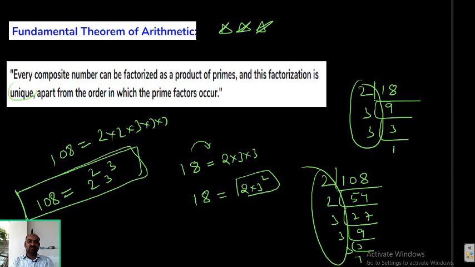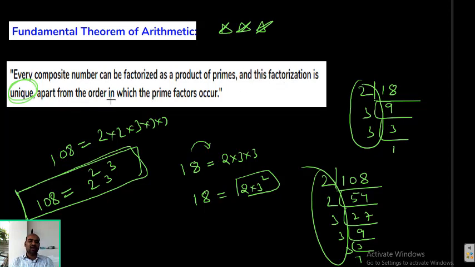So what is uniqueness here? What is the meaning of that? 108 can be written as a product of prime numbers in a unique way. It means I can write 2 square into 3 cube or 3 cube into 2 square only. 108 can't be written in the form of prime numbers other than 2 and 3. That is the meaning of unique.